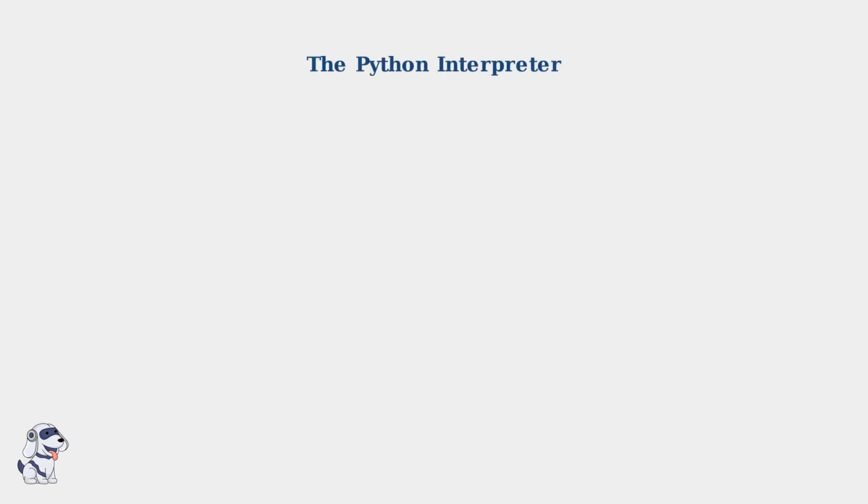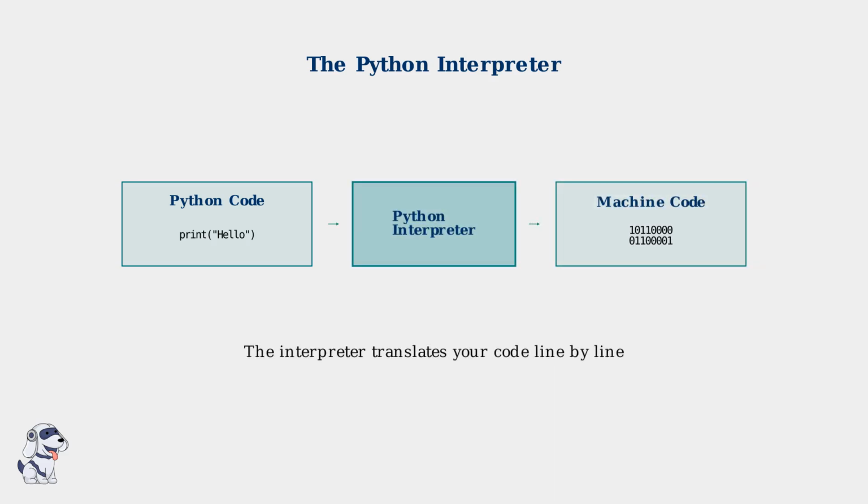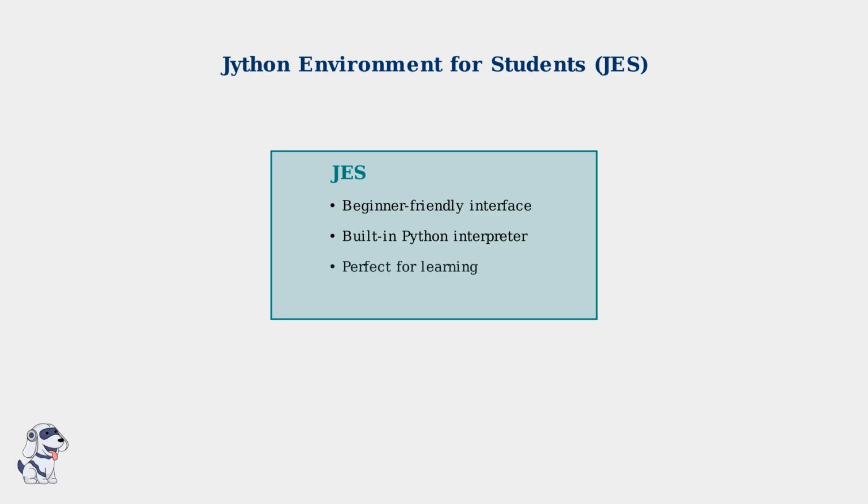This is where the Python interpreter comes in. The interpreter acts as a translator, taking your human-readable Python code and converting it into machine language instructions that the computer can execute. To get started with Python programming, we'll be using JES, the Jython environment for students. JES is a simplified programming environment specifically designed for learning Python, making it perfect for beginners.